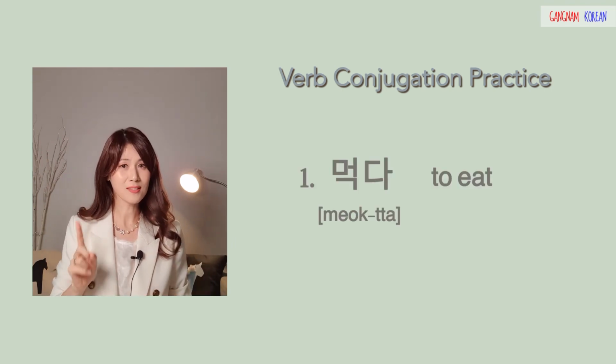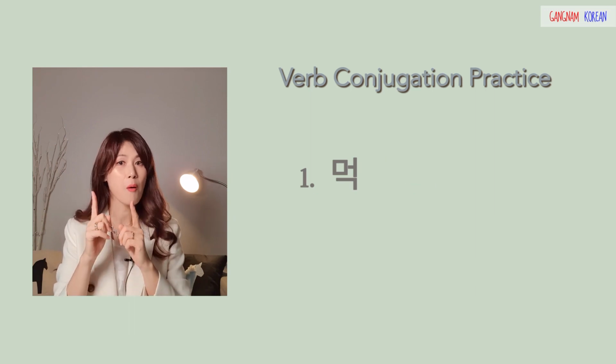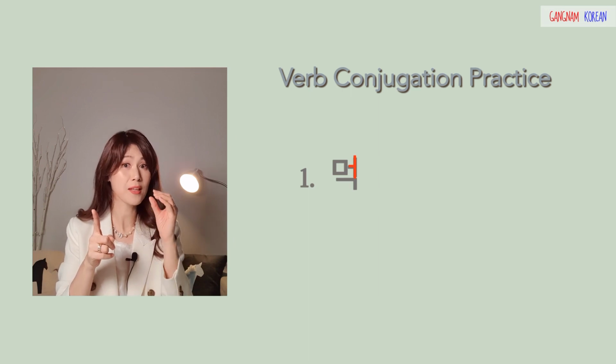Now let's practice Korean verb conjugation using the list of 10 verbs. Number 1, 먹다. To eat. You remove the 다, and then what's left? 먹. What is the vowel? Which is neither O or A, so you put the ending, which one?